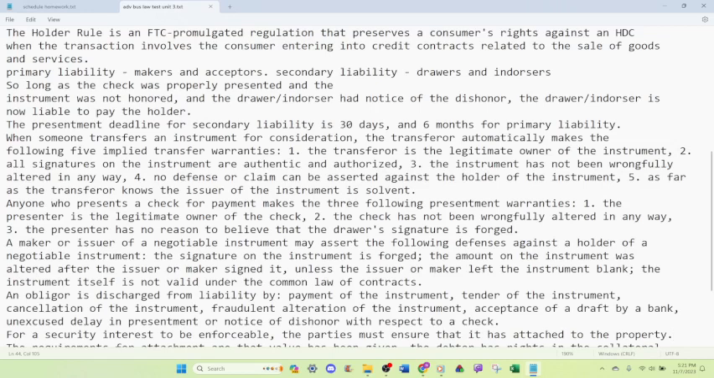The holder rule is an FTC promulgated regulation that preserves a consumer's rights against an HDC when the transaction involves the consumer entering into credit contracts related to the sale of goods and services.